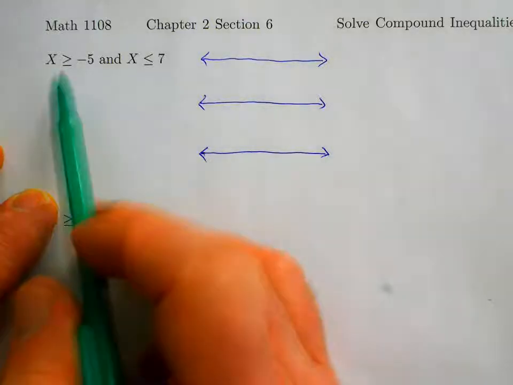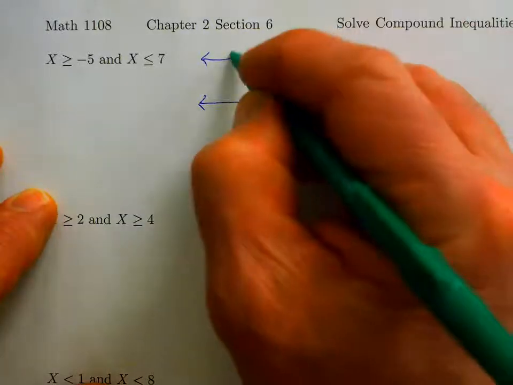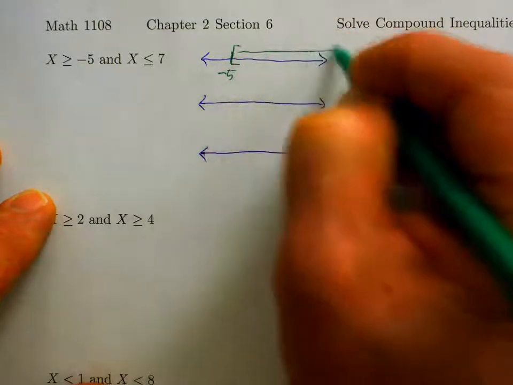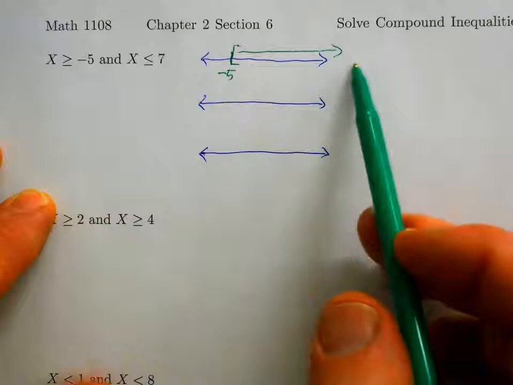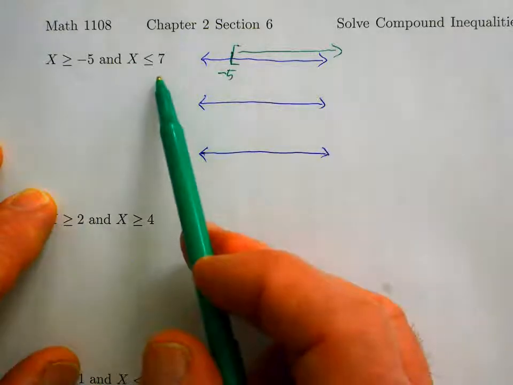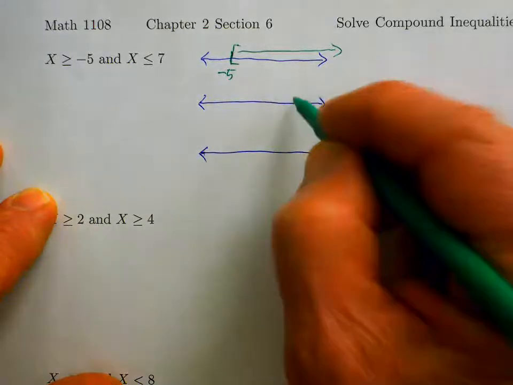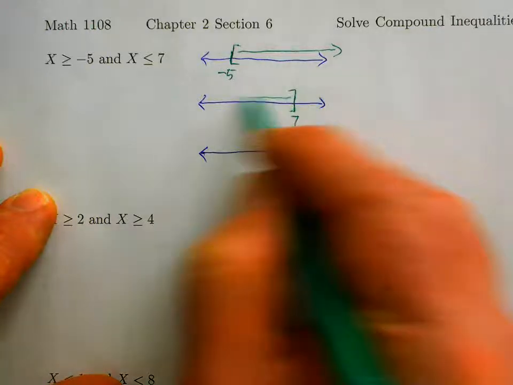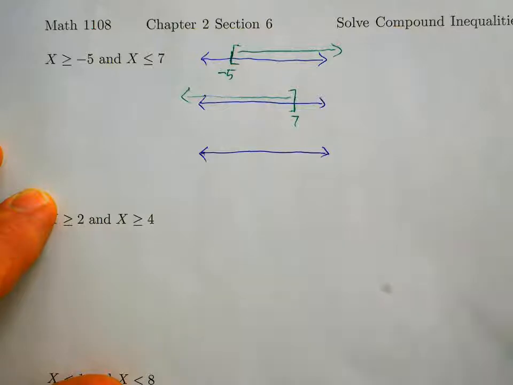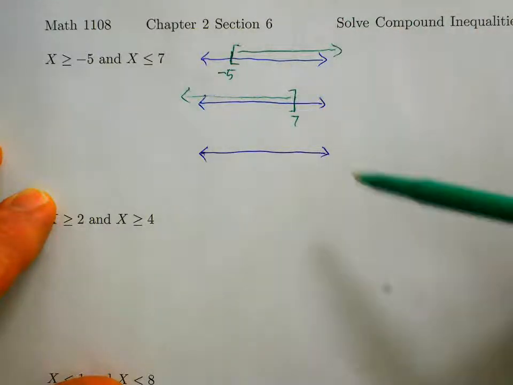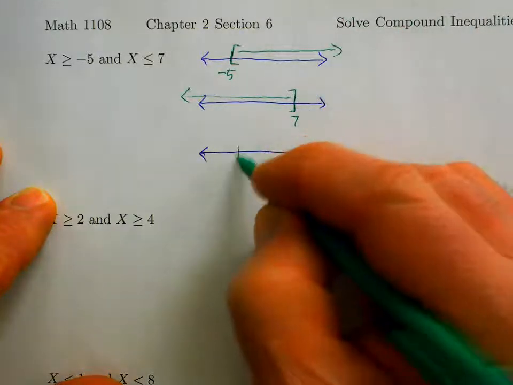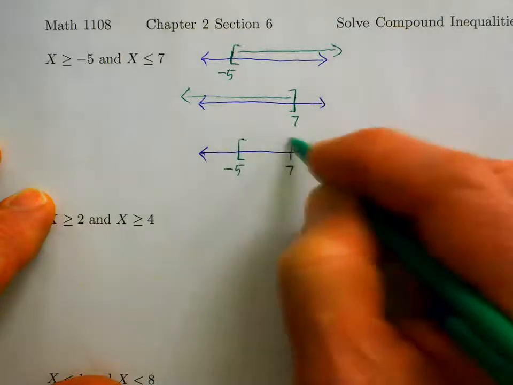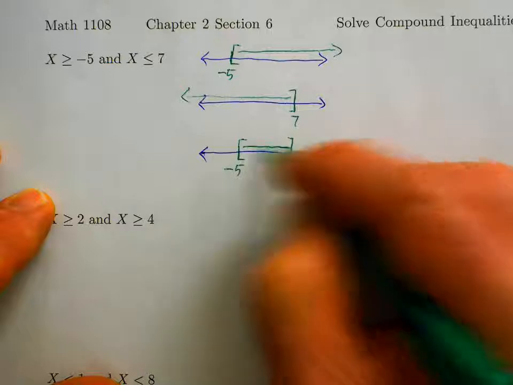So x is greater than or equal to -5. From -5, we put a bracket and shade to the right because it's greater than or equal to. X is less than or equal to 7, so we put 7, bracket, and shade to the left. The overlap or the intersection are the numbers from -5 to 7, including -5 and 7. So that's the overlap.